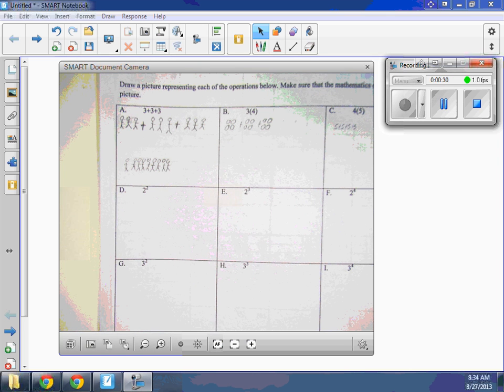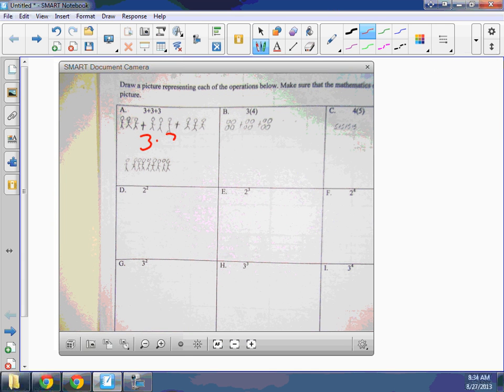Not 3 squared. 3 times 3. And some of that is represented in the picture. So here we have 3 groups of 3. So 3 groups of 3 is the same thing as 3 times 3.